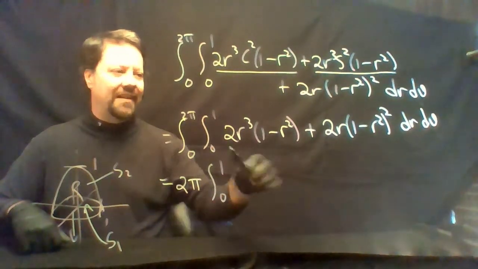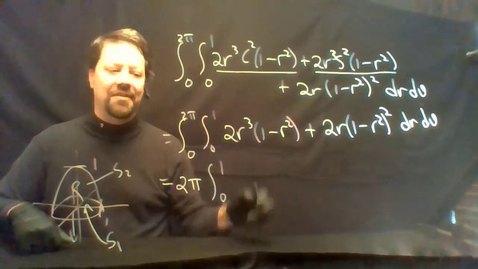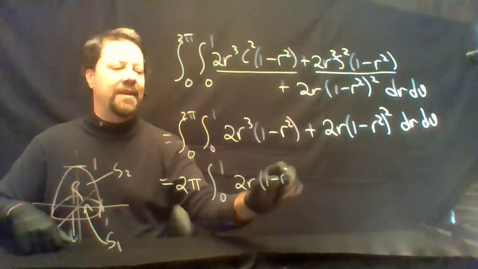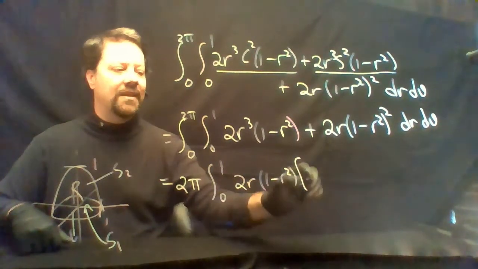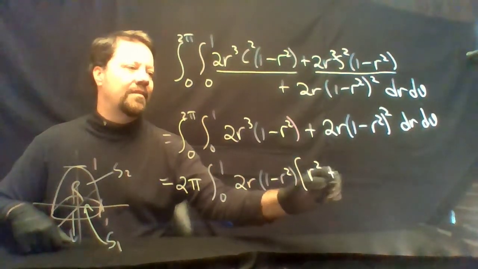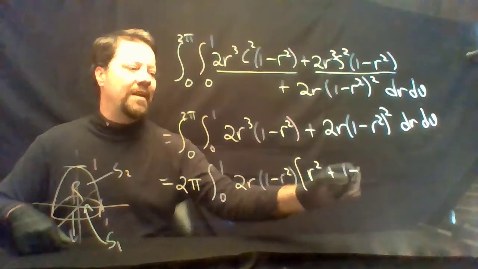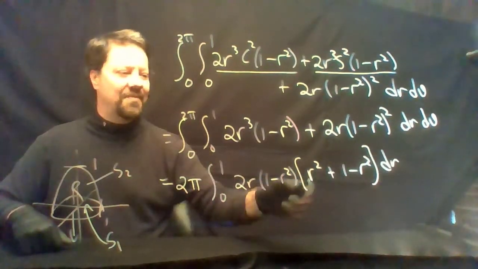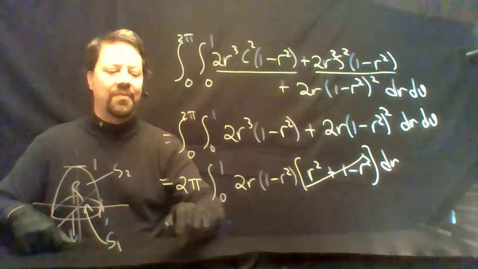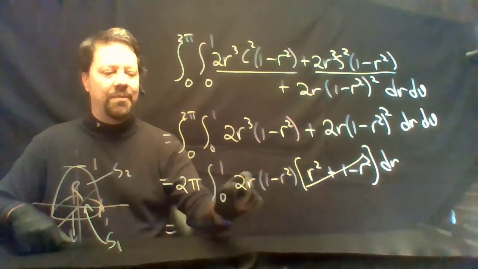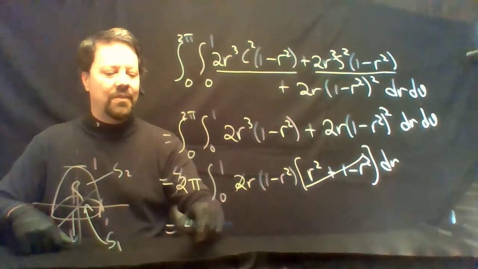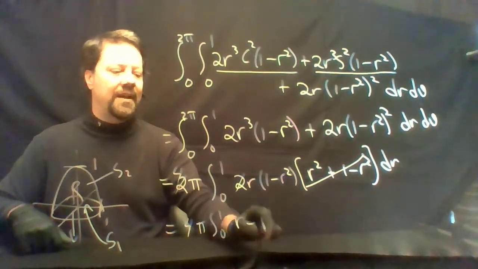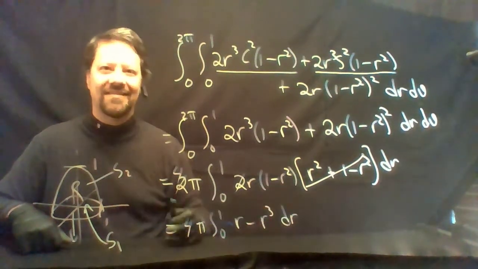Often, when simplifying an expression, it pays to factor things first. We have a common factor of 2r times 1 minus r squared. In what's left over, we'll have r squared plus 1 minus r squared. This becomes just 1. So in simplifying, we'll move this 2 out. We'll have 4 pi, the integral from 0 to 1, of r minus r cubed dr.